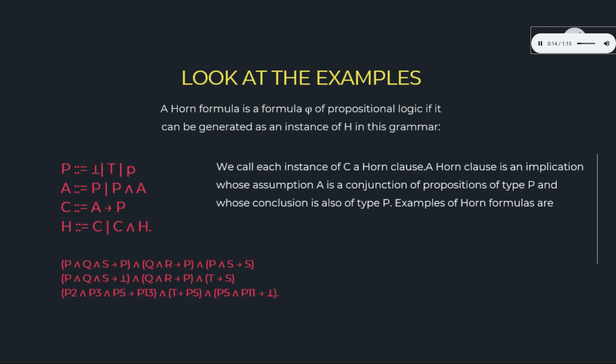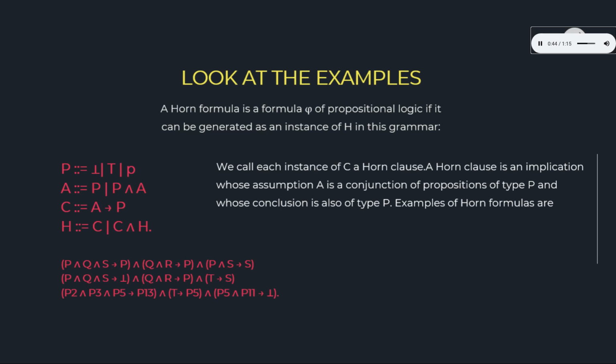P consists of top, bottom, and atomic proposition denoted by small p. A consists of conjunctions of P. We call each instance of C a Horn clause. A Horn clause is an implication whose assumption A is a conjunction of propositions of type P and whose conclusion is also of type P.